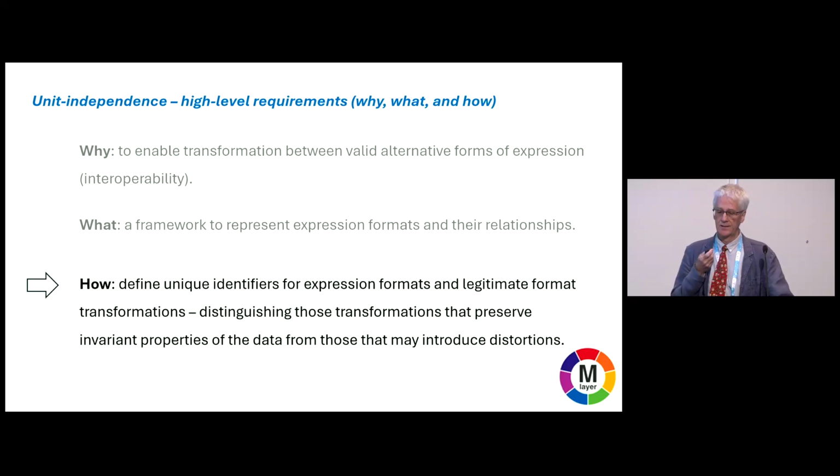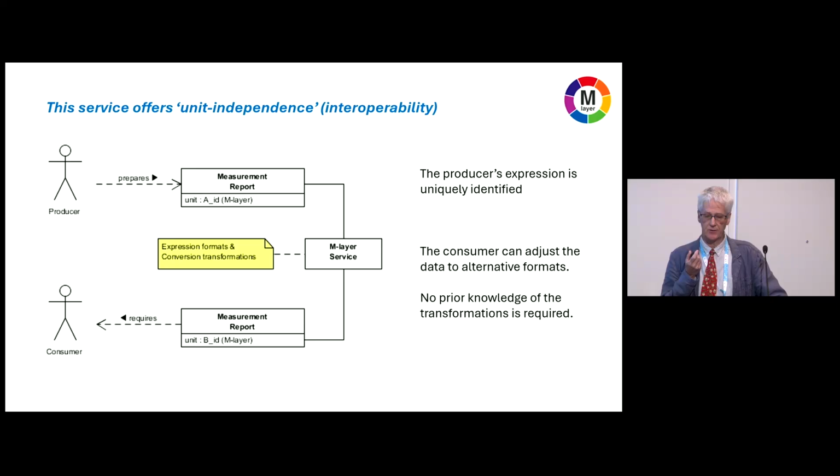These are open questions. So distinguishing between transformations that preserve invariant properties of data, that stay in the same class of scale, and those that don't necessarily preserve it. So you might go from an interval scale to a ratio scale, or sorry, vice versa. So that's what we're trying to do. And what this will do is level the playing field, so that if a producer and a consumer agree to use the M-layer identifiers, then the consumer, if they want the data in a different format, has the identifiers for that format, has the identifiers for the way it's been provided, and the M-layer will tell you how you get from one node to the other.